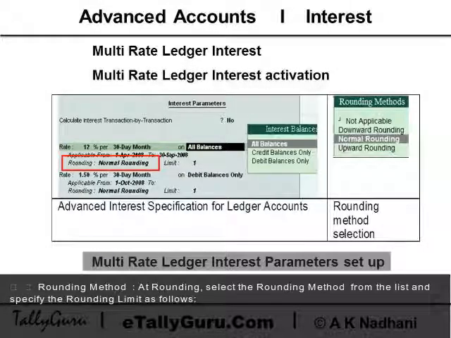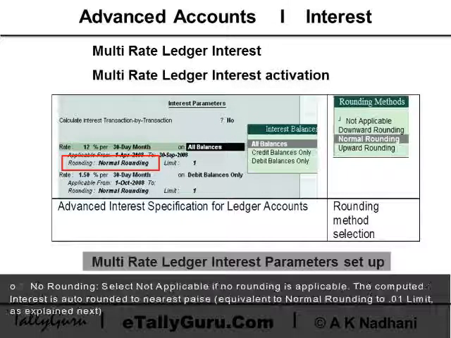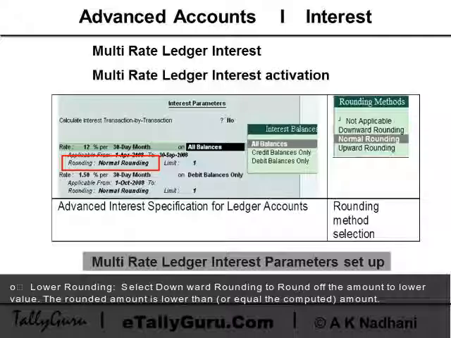Rounding method. At Rounding, select the rounding method from the list and specify the rounding limit as follows. No rounding: select Not Applicable if no rounding is applicable. The computed interest is auto rounded to the nearest paise, equivalent to normal rounding to 0.01 limit, as explained next. Lower rounding: select Downward Rounding to round the amount to a lower value. The rounded amount is lower than or equal to the computed amount.